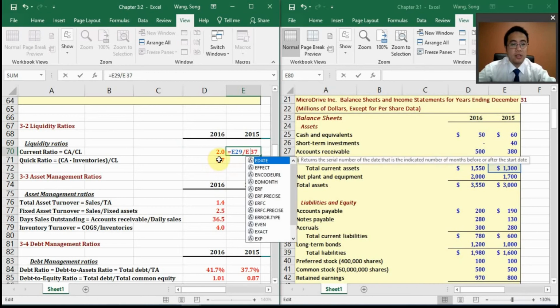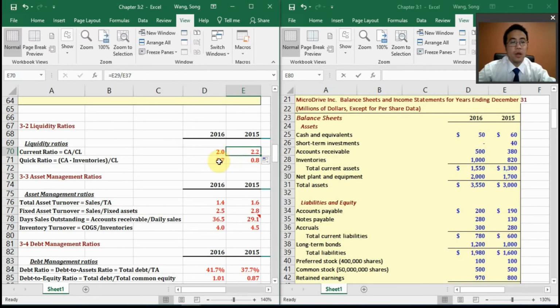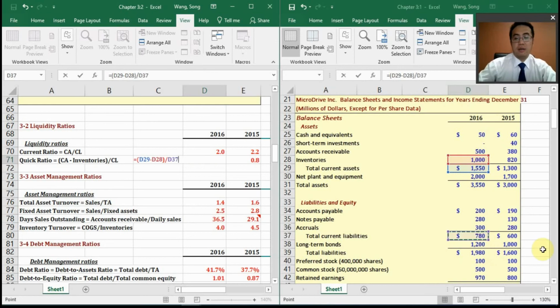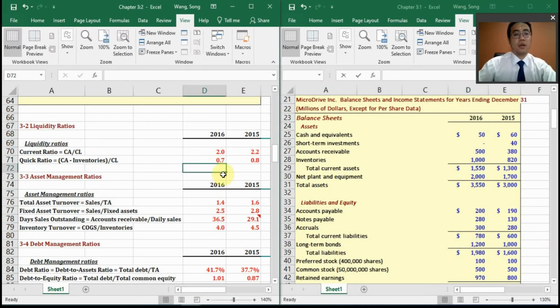The next one is the quick ratio. And a quick ratio is your current assets excluding inventories, because inventory is not quick when converted to cash. So that is the numerator of the ratio and divided by the current liabilities. All right, and then drag it to the right. So this is the first group of ratios.